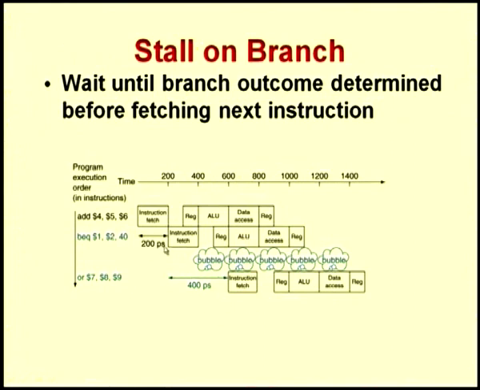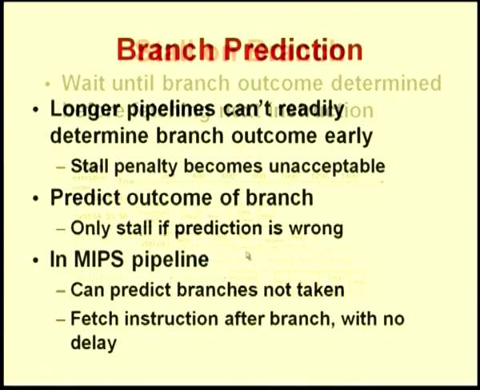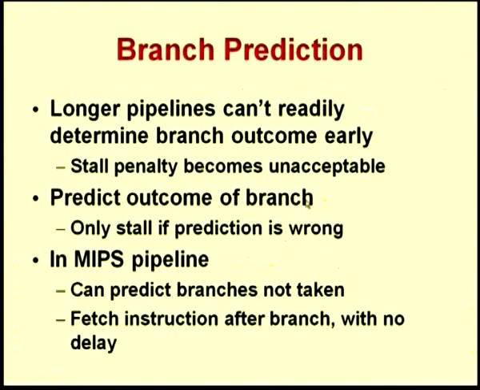In the next 200 picoseconds, I should have fetched the next instruction. But now, I wait for one more 200 picoseconds and only after 400 picoseconds you are fetching the next instruction. Okay. So, this is what we need to do whenever a branch is encountered. That is, we will have to stall until the branch outcome is known. So, the question that comes next is, can I always be stalling whenever a branch is encountered?